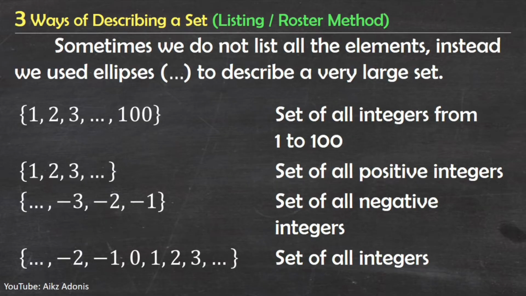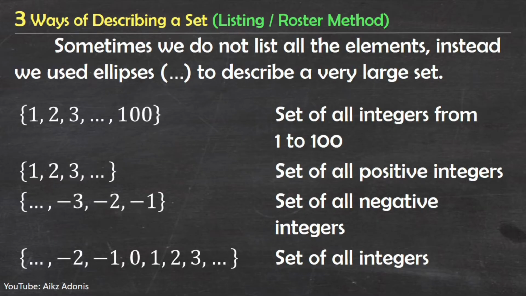In this last example, you can see that ellipsis is used on both sides of a set. This is because ellipses can be used in different order depending on the pattern of the set. The ellipsis in this example pertains that the elements of this set will approach both negative infinity and positive infinity. So, is the listing method or roster method clear to you?